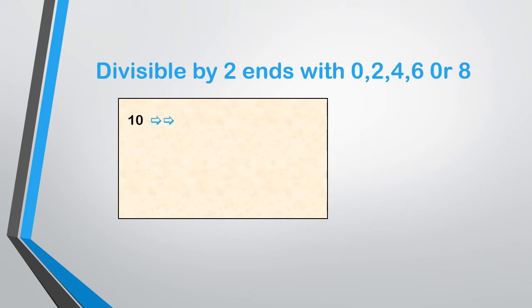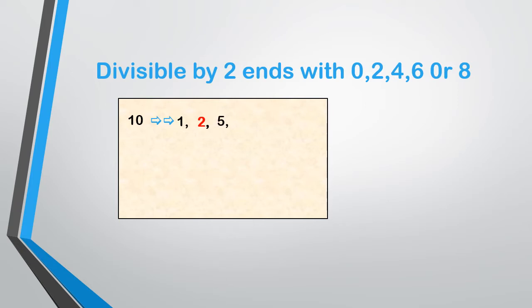Okay. Now we are going to see some examples. Now we are going to find out the factors of 10. So 10 comes in the 1 table, isn't it? So 1. 10 comes in the 2 table, isn't it? Yes. So 2. Does 10 come in the 3 table? No. 3 3s are 9, then 3 4s are 12. So 10 doesn't come in the 3 table.